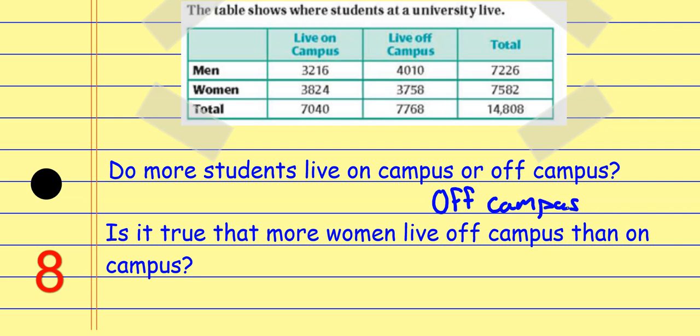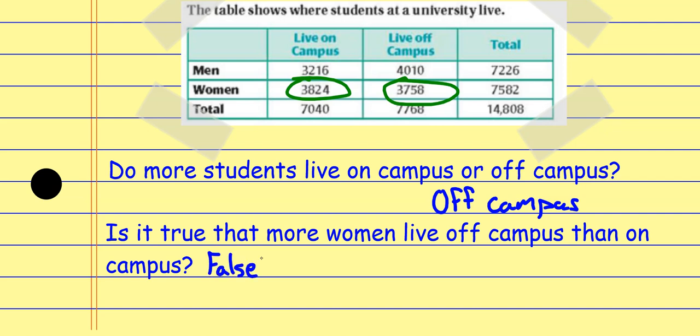And then it says, is it true that more women live off campus than on campus? So now we have to whittle this down a little bit more. Now we're just looking at women. Here's how many women live on campus, and here's how many live off campus. The numbers for on campus are higher, so this is not a true statement. More women live on campus, so we're going to say this one is false.